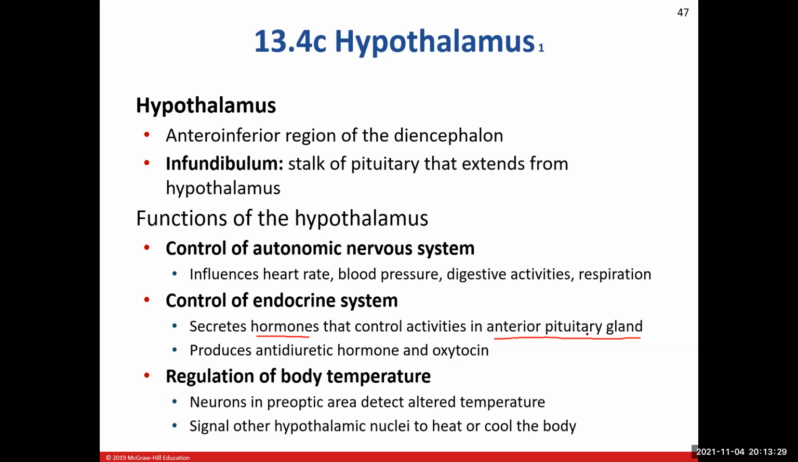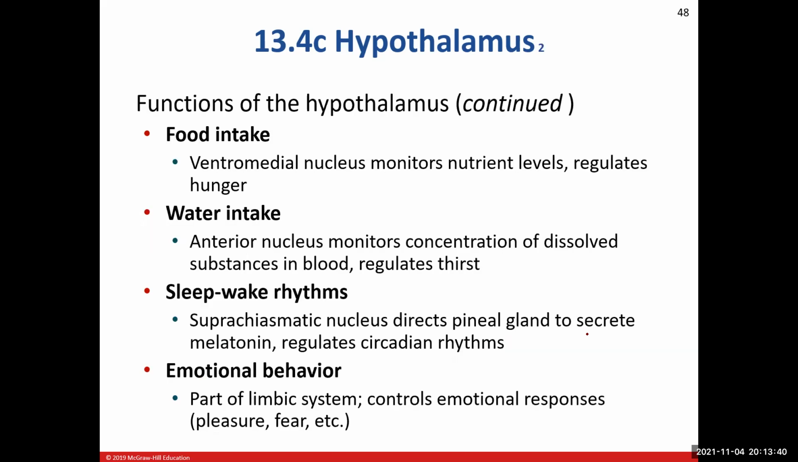The hypothalamus will help with body temperature regulation through negative feedback loops. It'll heat the body up if you get too cold, and vice versa. It will cool the body down when you get too hot. It also controls thirst and hunger. If you have decreased amounts of nutrients in your bloodstream, you get hungry, so you can get more nutrients. If you see an increase in the concentration of dissolved substances in your blood, then you get thirsty because we want to dilute that by drinking water or fluid.